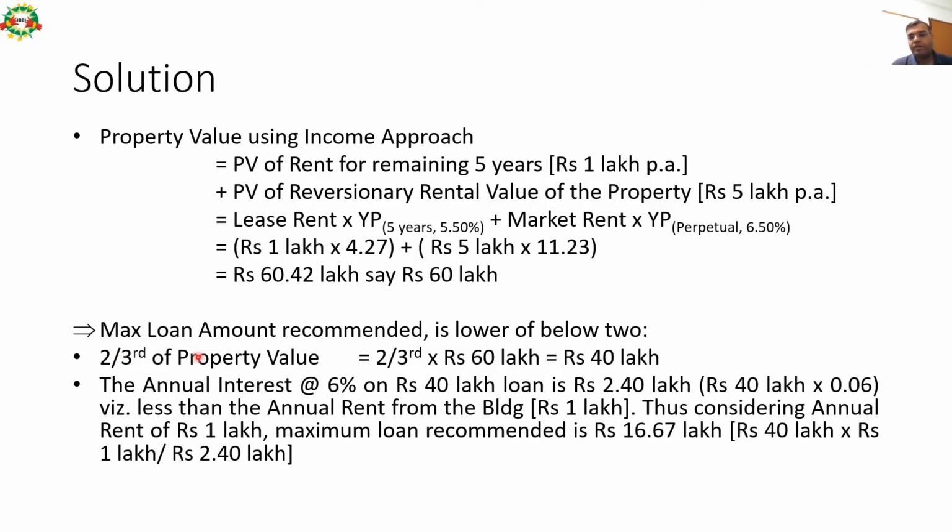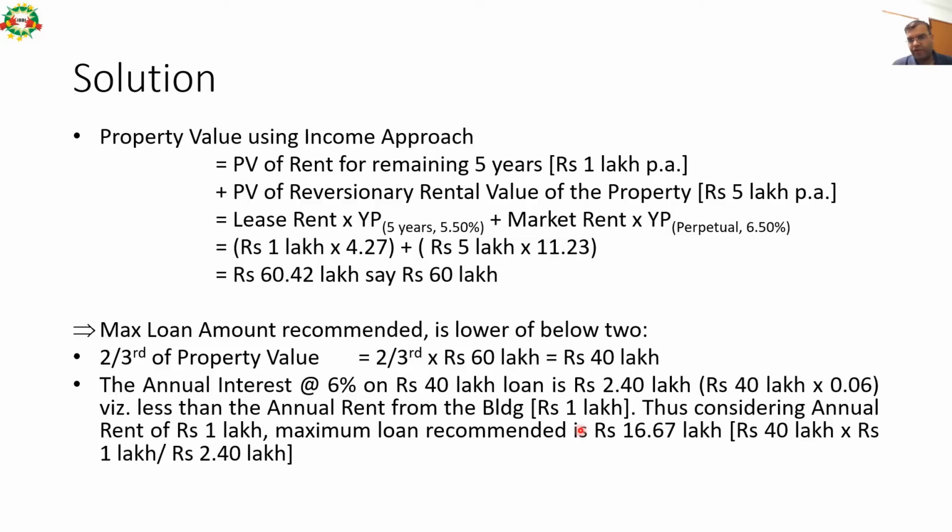Now the maximum loan recommended should be the lower of the two, as discussed in the last slide. 2/3 of the property value, which is 2/3 of 60 lakh rupees, is 40 lakh rupees. So this is the maximum loan which can be granted against the property considering LTV or the basis of mortgage of the property. Now the next parameter is that since the annual interest rate on the loan is 6%, annual interest on 40 lakh rupees, the simple interest will be approximately 2.4 lakhs, which is less than the annual rent from the building.